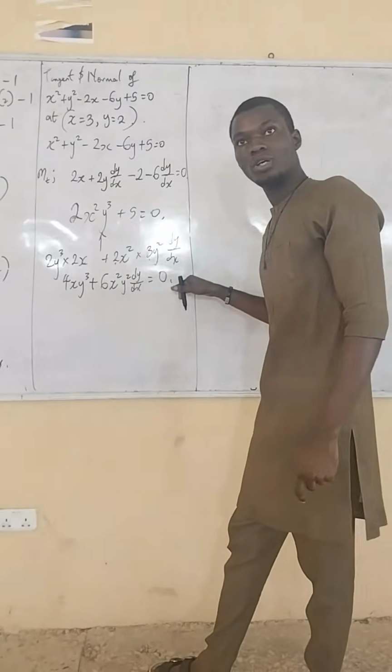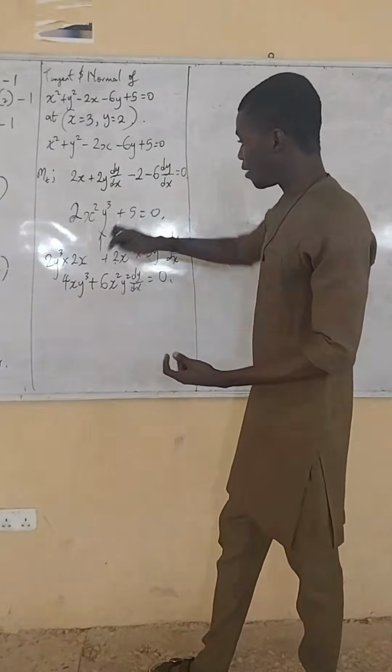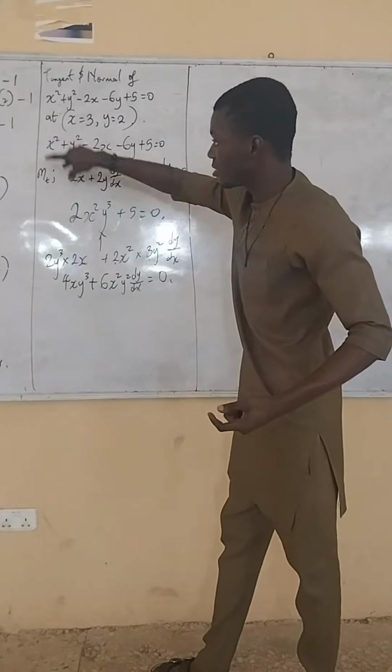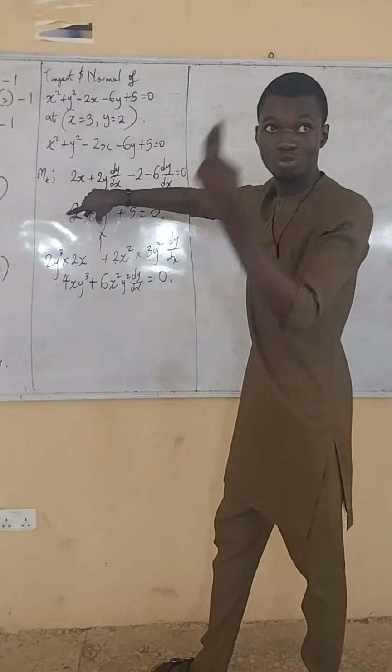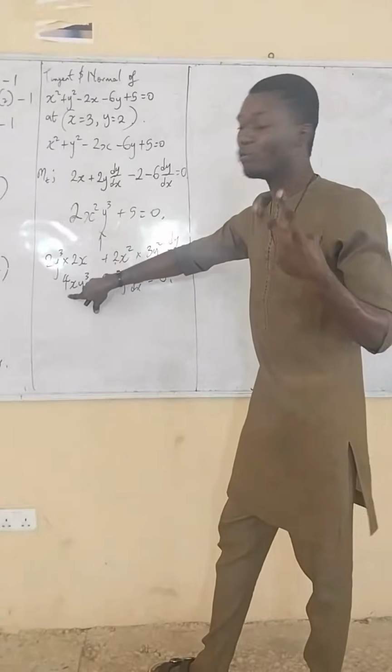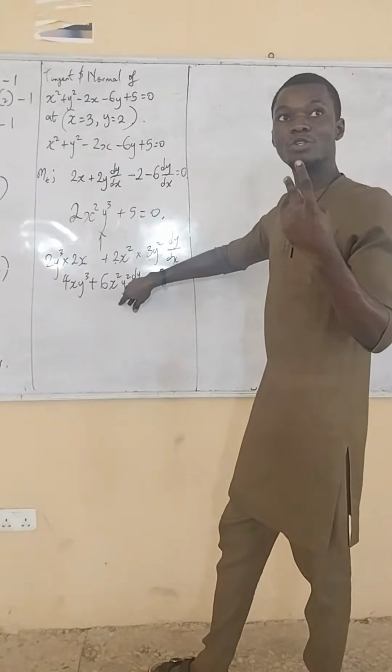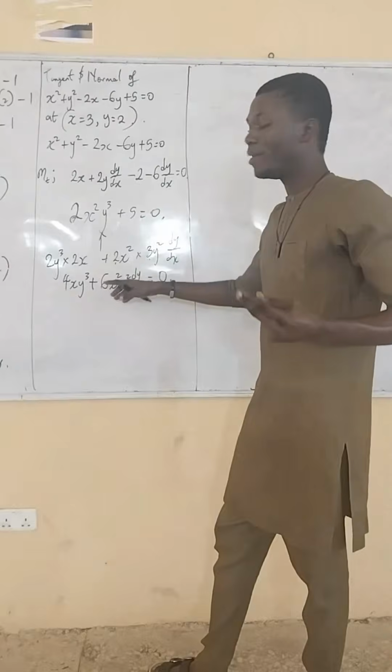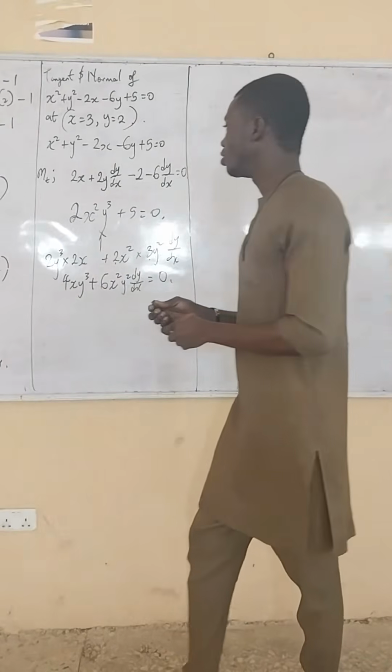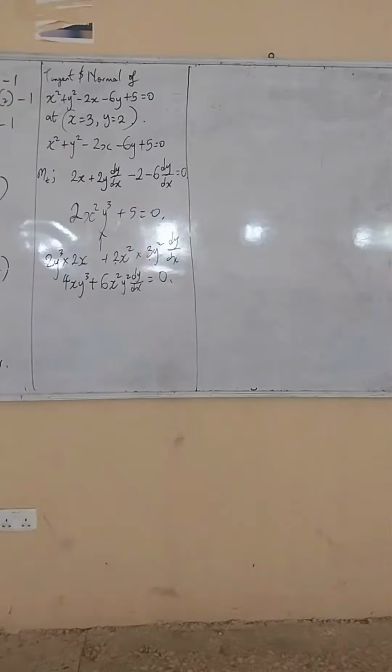So that's what you do when you have two things. For example, this place alone can be like this. So this one alone will give you two things: the first one with respect to x, the second one with respect to y, with dy/dx. Then you make your dy/dx the subject. So that's what we are going to do.